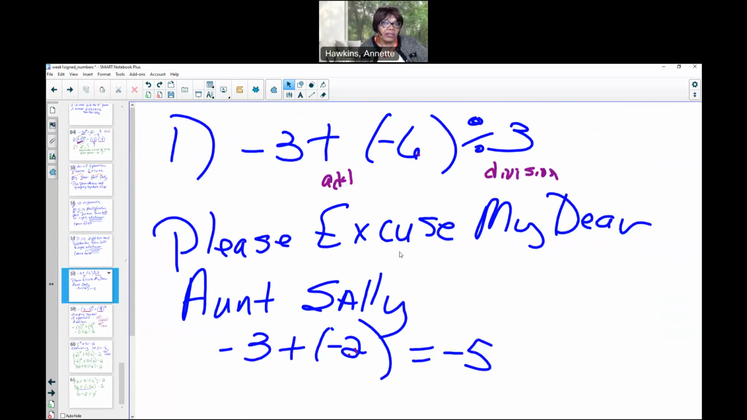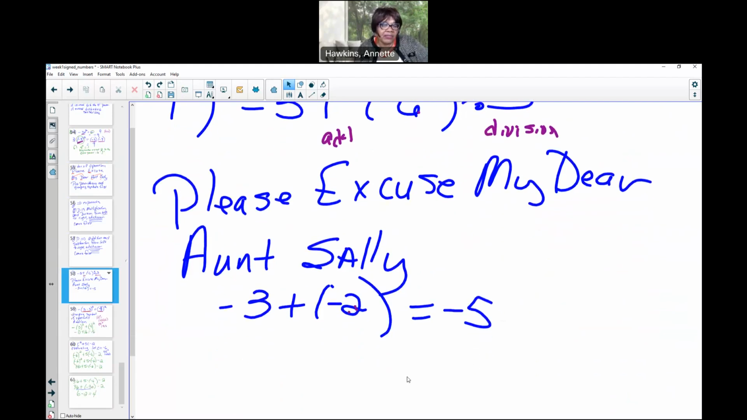Okay, so let's use everything that we've talked about. So this is plus, and then this is division. Division comes first. So we have to use our rules of dividing signed numbers. Negative 6 divided by positive 3. That is a negative 2. So 3 plus negative 2, a negative plus a negative is a negative, and this gives us negative 5.